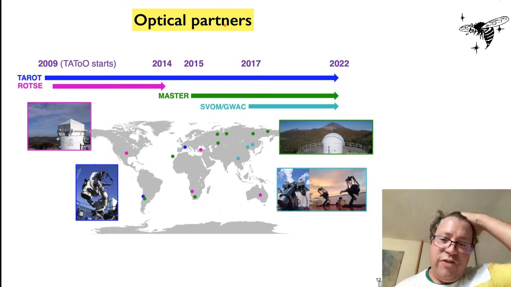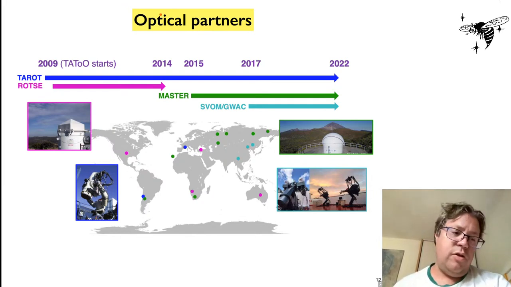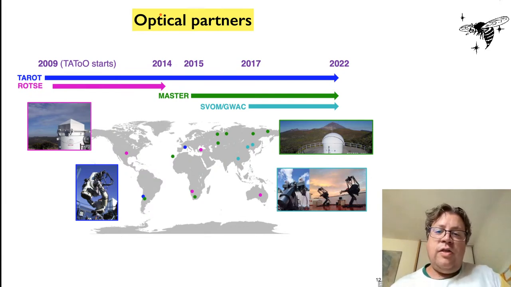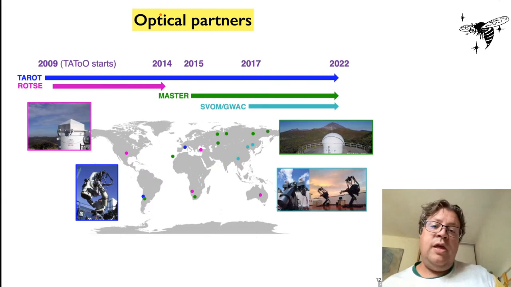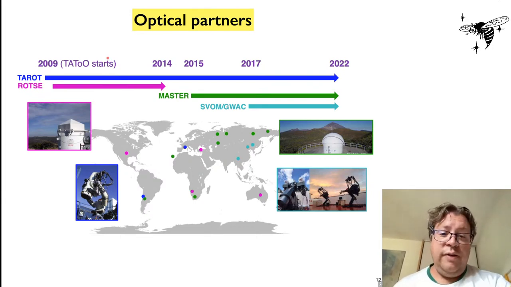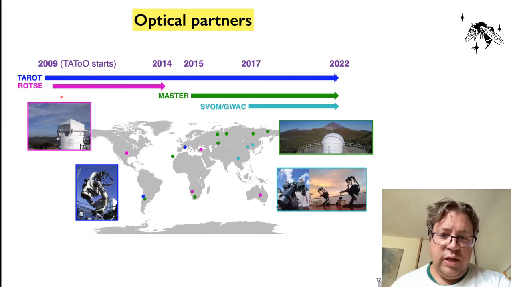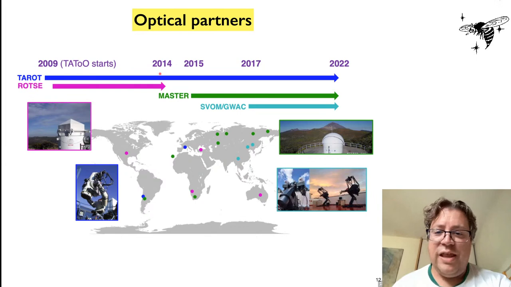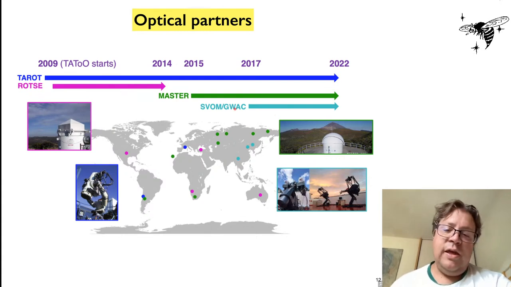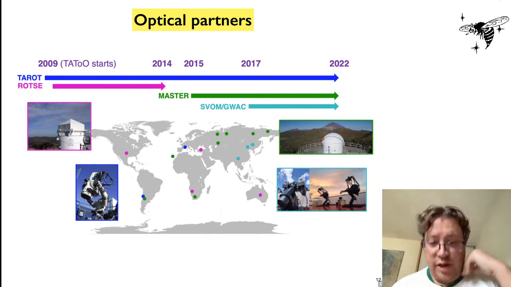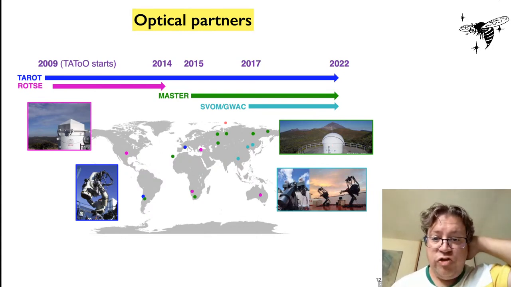So our optical partners. We started this program originally with optical partners, because you know these robotic telescopes are quite accessible and they can cover and react very quickly. We started the program with TAROT in 2009. A bit later, we started with ROTSE, which unfortunately ended in 2014. At this time we switched to MASTER, and there has been a huge follow-up from 2015 to now. Later we also had some telescopes in China, mainly for testing. And you see that you have a nice coverage of the whole world. And this coverage is quite interesting.